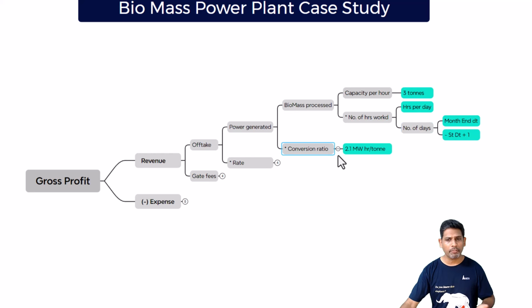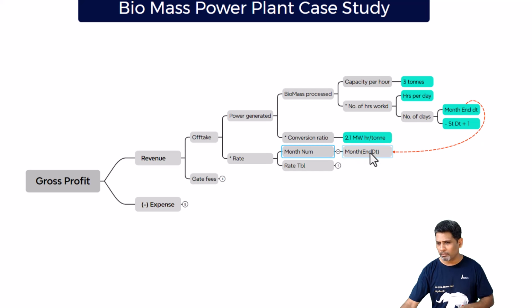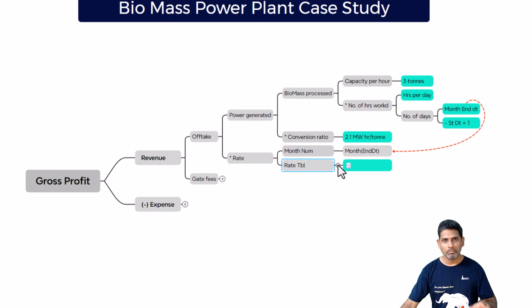Conversion ratio is also given to us as 2.1 megawatt hour per ton. As far as the rate is concerned, the rate is fixed for most parts of the year, but we've been told that it varies by month. We've been told that certain months like January and February, it's going to be different. And this month number we can directly get by using a month function on the month and date that we would have set up. The rate is given to us in a form of table.